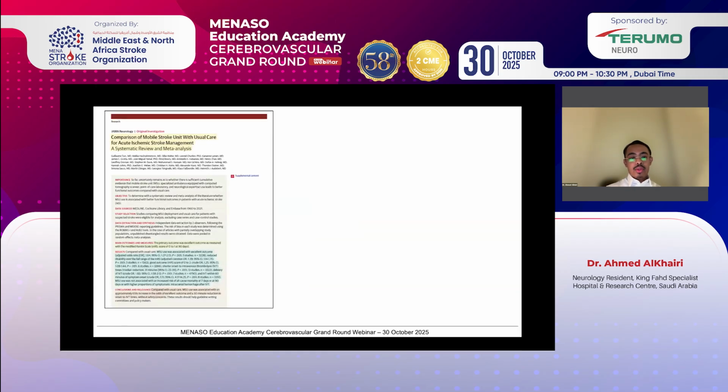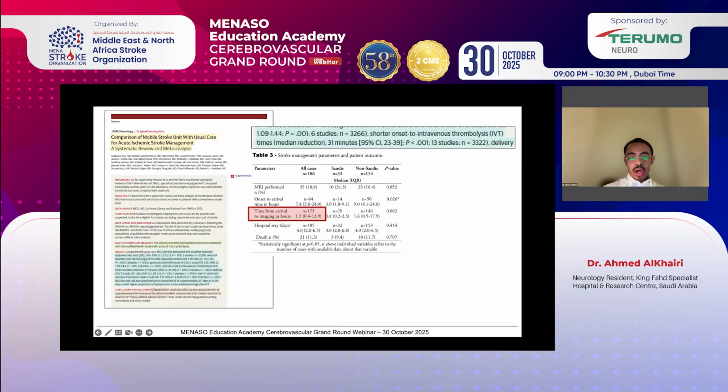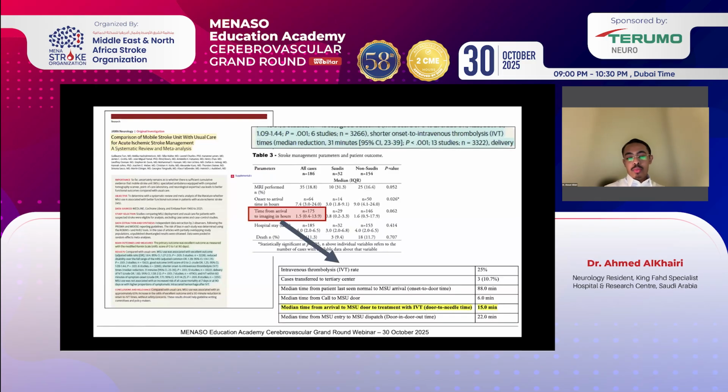And when we compare our time to established literature about mobile stroke units, in the systematic review by Dr. Turk, we see that the onset to intravenous thrombolysis time in the MSU versus usual care was reduced by 31 minutes. And if we compare our MSU implementation to the previous study, it was reduced from 1.5 hours to 15 minutes only.